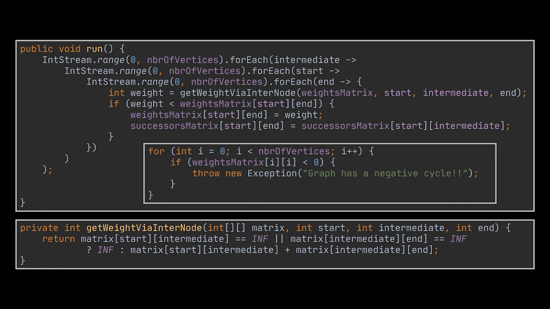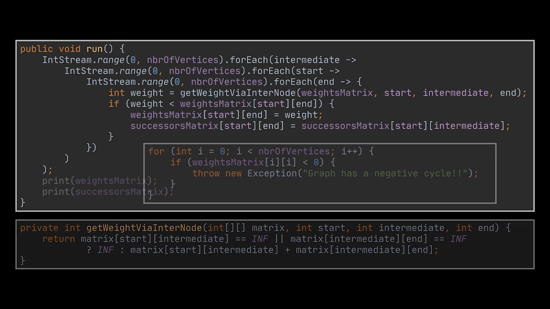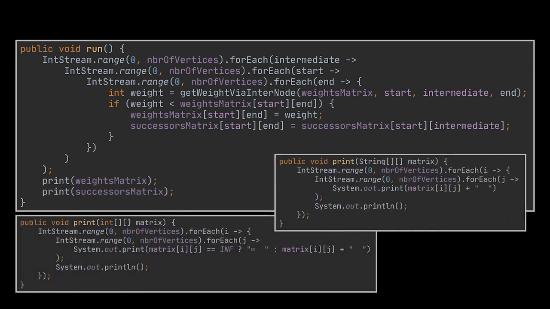Here we can optionally add a small condition to check if we can identify in the resulting matrix a negative cycle. And if yes, we can throw an exception and or display a certain message to the user. If not, we can print out the resulting shortest paths matrix and successor matrix to the user. To do the printing, I made use of the printing helper methods you see in front of you. Let's go ahead now and test our logic.